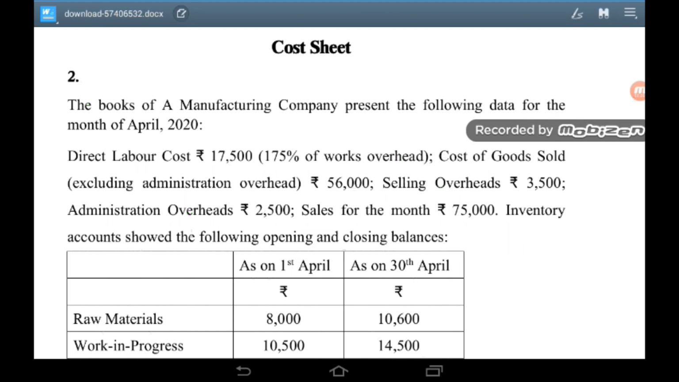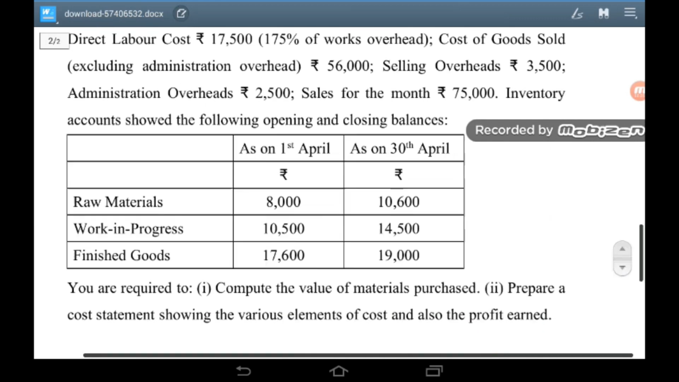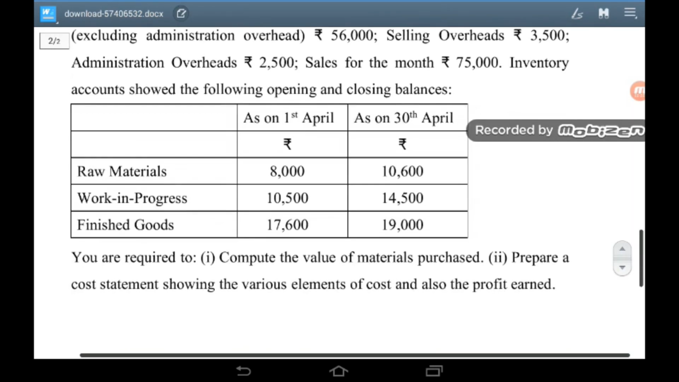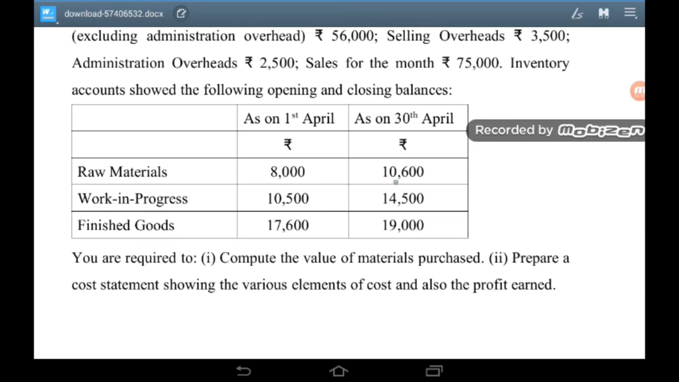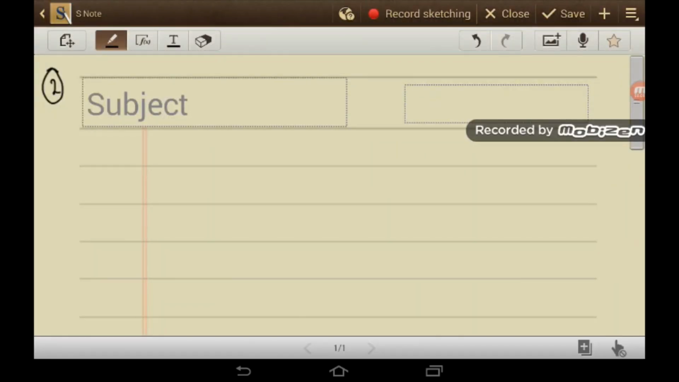Inventory accounts showed the following opening and closing balances as on 1st April and as on 30th April. Raw material 8,000, 10,600, work in progress 10,500, 14,500, finished goods 17,600, 19,000. You are required to compute the value of materials purchased. Prepare a cost statement showing the various elements of cost and also the profit earned. In this question, the value of raw material purchased is not given.